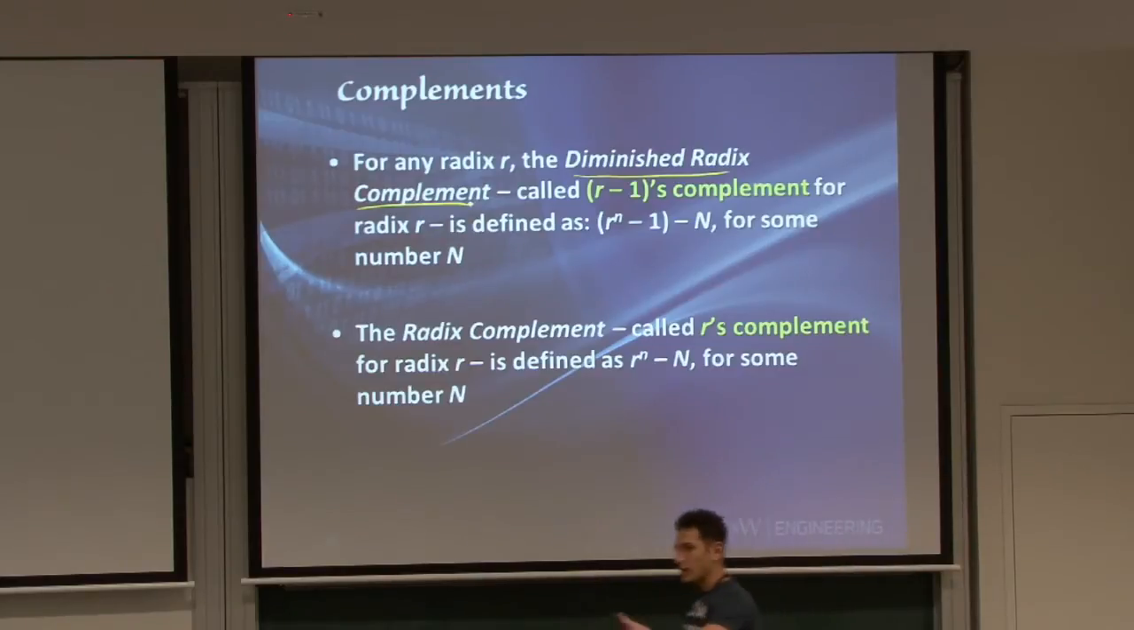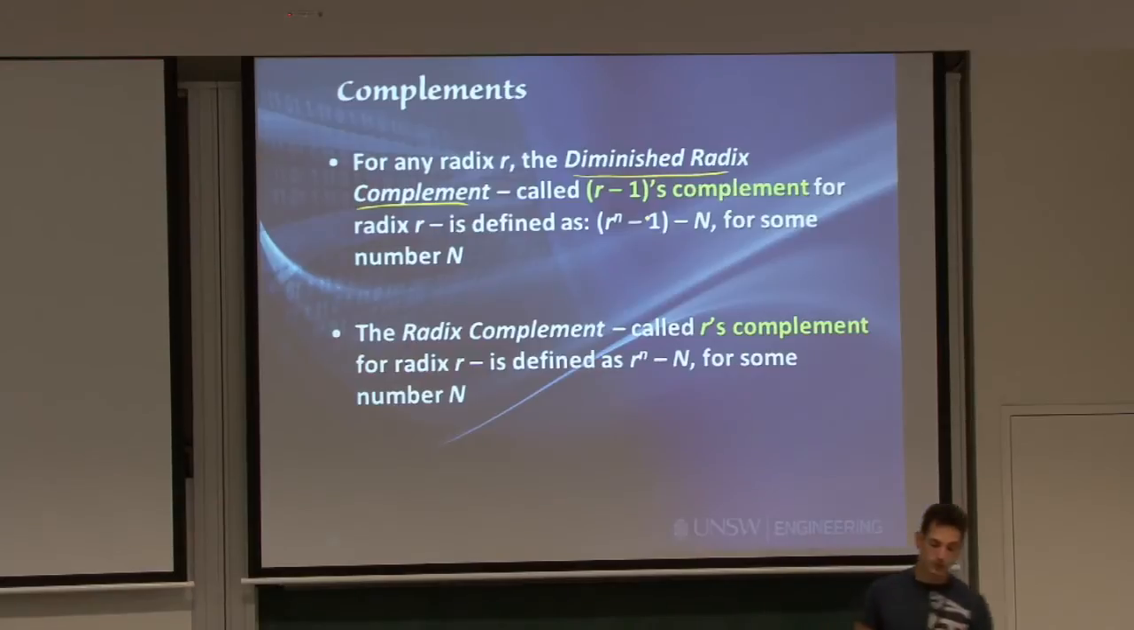And this is true for any base that you're working with. And this will be called the R-1's complement. For example, R being the radix or the base. If I'm working in base 10, then R-1 will be 9. So I will call it the 9's complement of a number.